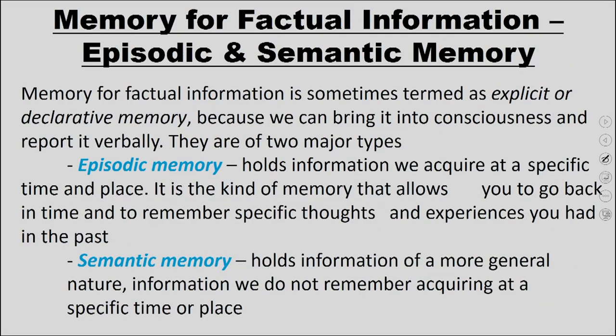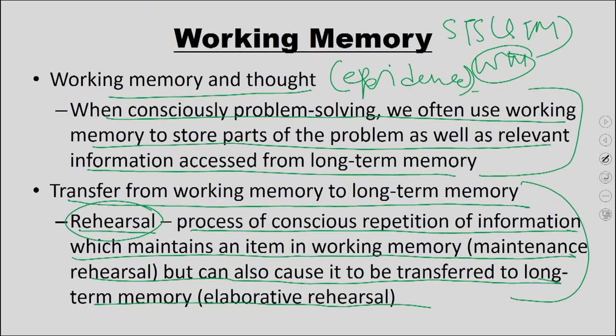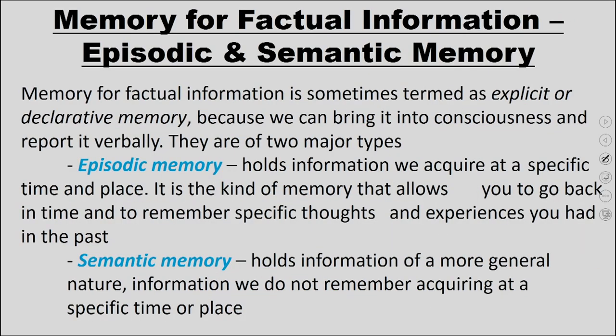Now, memory for factual information, which is episodic and semantic memory. Now, we look at the conceptualization of how long-term memory functions. The long-term memory that we talk about is divided into two parts. We have the conscious part and we have the unconscious part. So, we have something called explicit memory and implicit memory. Explicit long-term memory is called declarative, and implicit long-term memory is called procedural.